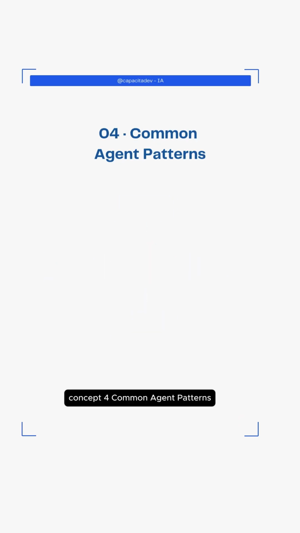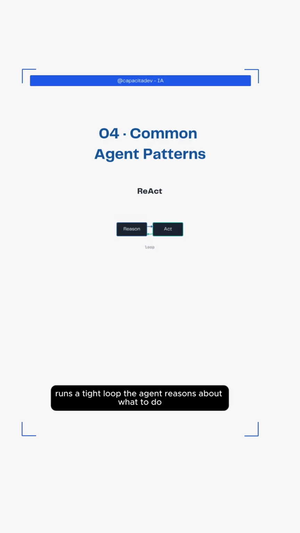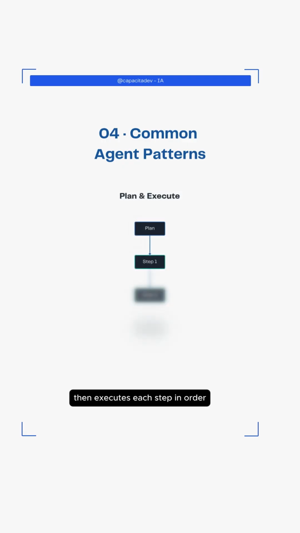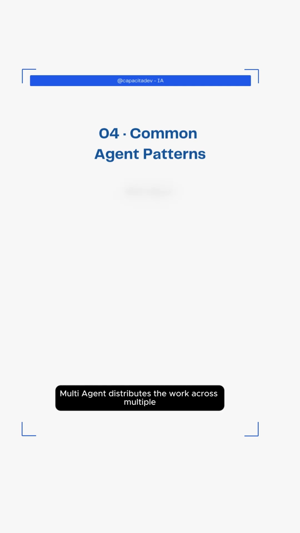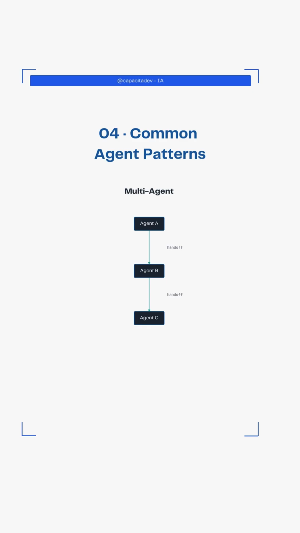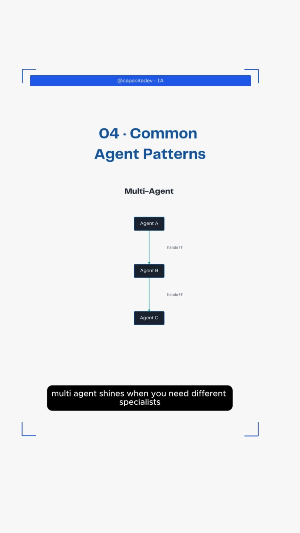Concept 4. Common agent patterns. There are 3 widely used patterns for structuring how an agent operates. ReAct, short for reason plus act, runs a tight loop. The agent reasons about what to do, acts immediately, reads the result, and reasons again. Plan and execute first builds a complete plan for the entire task, then executes each step in order. Multi-agent distributes the work across multiple specialized agents that pass tasks to each other. ReAct works well for dynamic, exploratory tasks. Plan and execute is better when the steps are predictable. Multi-agent shines when you need different specialists collaborating.